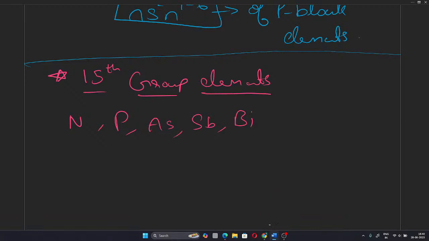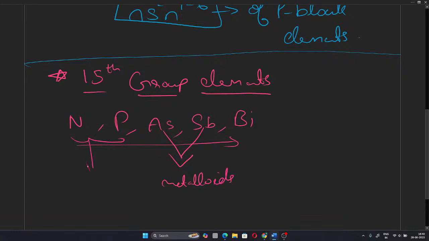These are the group 15 elements. As we go from the second period to the sixth period, the metallic character increases, and arsenic and antimony are metalloids, nitrogen and phosphorus both being non-metals, and bismuth being a metal.